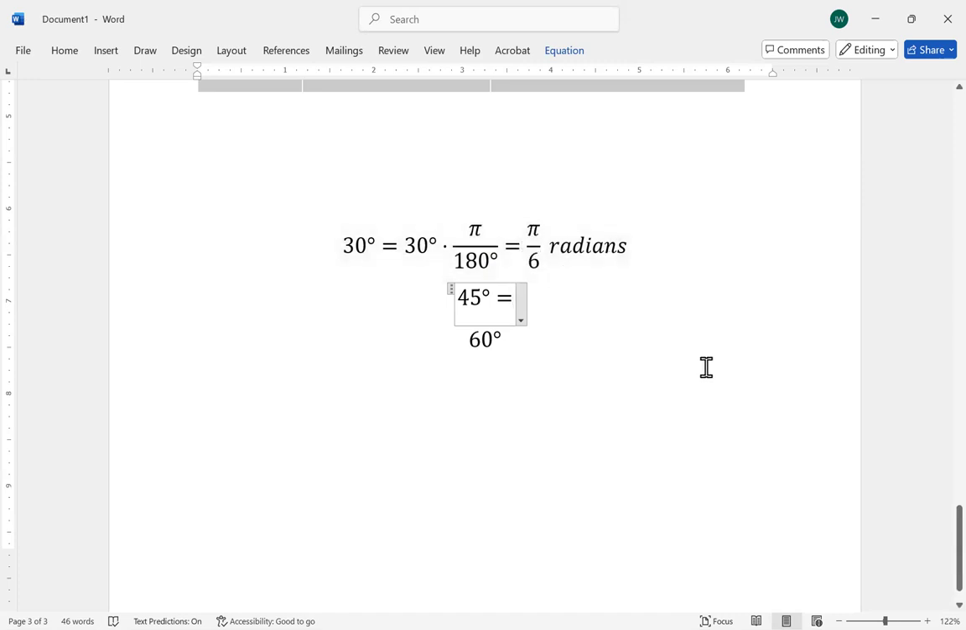45 degrees is pi over 4. I'm not going to write the steps on that one. And then 60 degrees, I could multiply by pi over 180, or I can just realize that because 60 is double 30, I can just double pi over 6. And if you double pi over 6, you get pi over 3. 2 pi over 6 is the same thing as pi over 3.